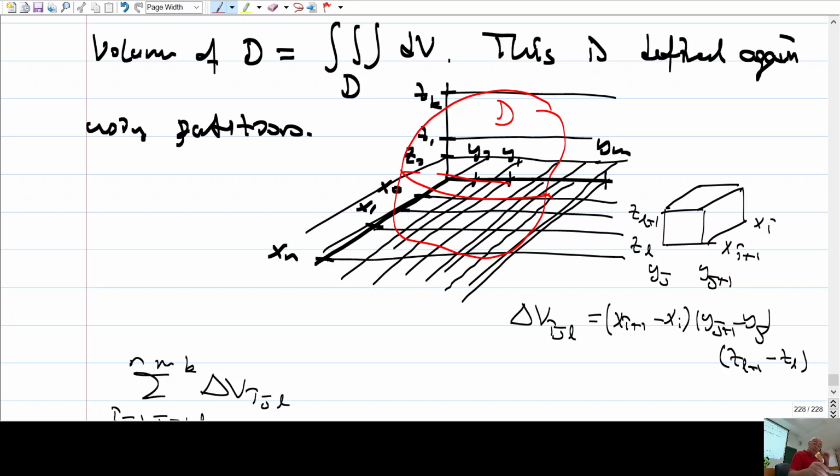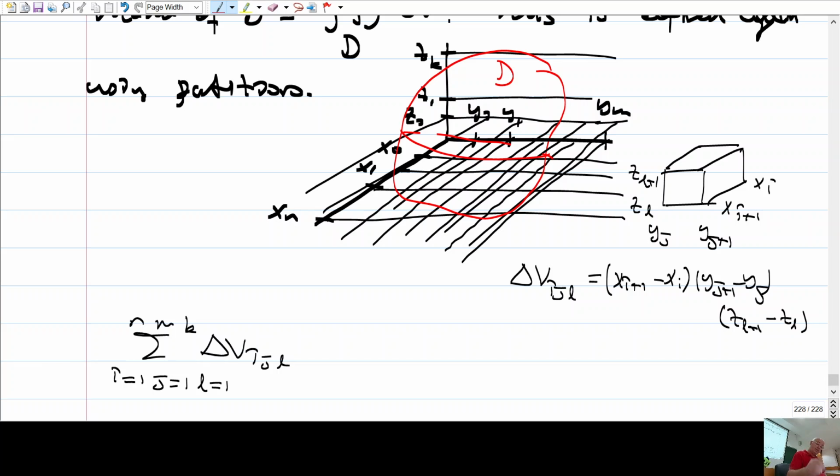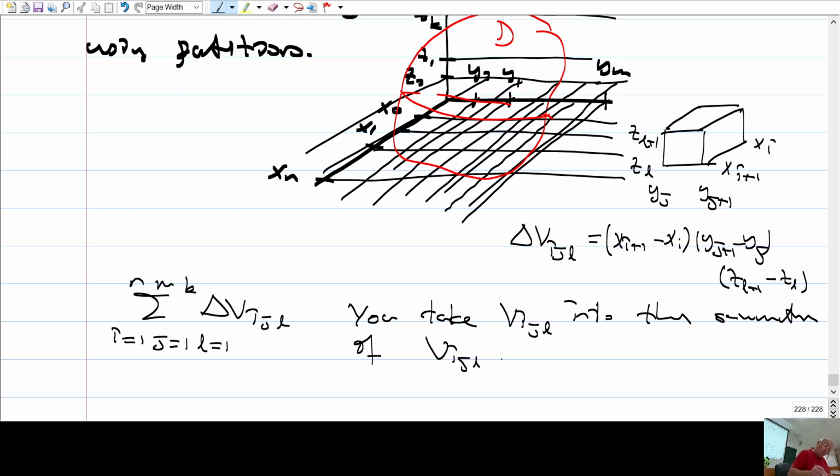You compute this sum. So you take the V_ijl's and sum them if the box intersects D.